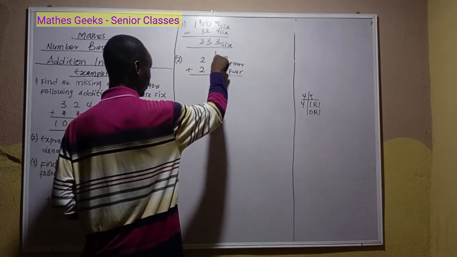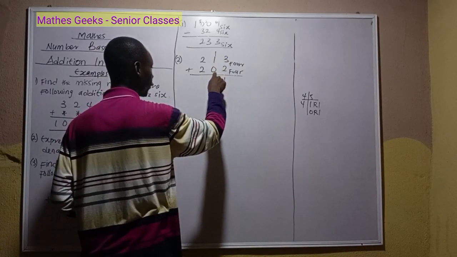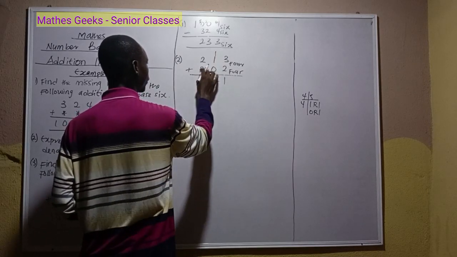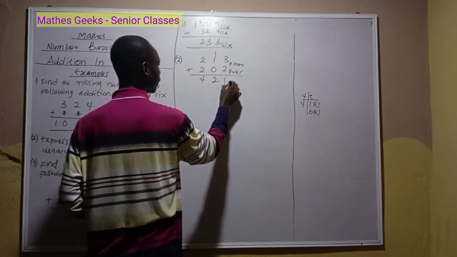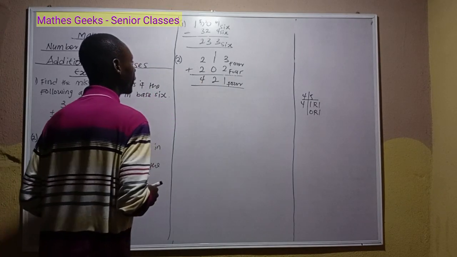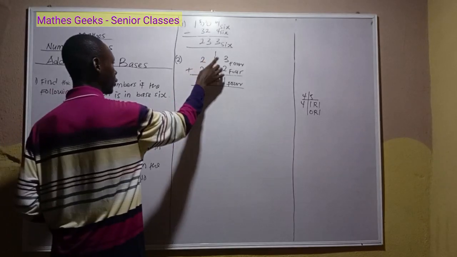So I've done that, which is 1 here. So 1 plus 0 is 1, plus 1, that will give me 2. And 2 plus 2 is 4. So this is the answer in base 4 when you add this to this.